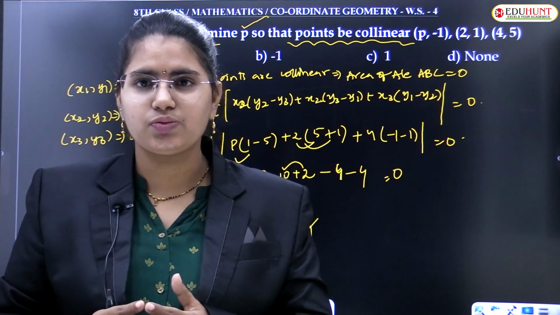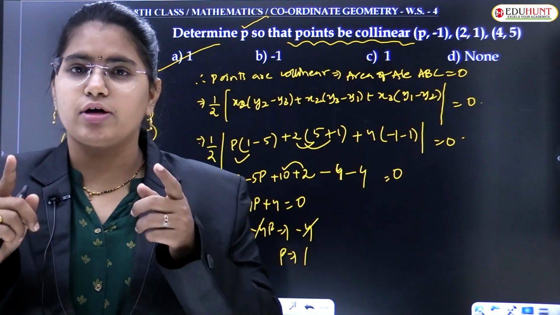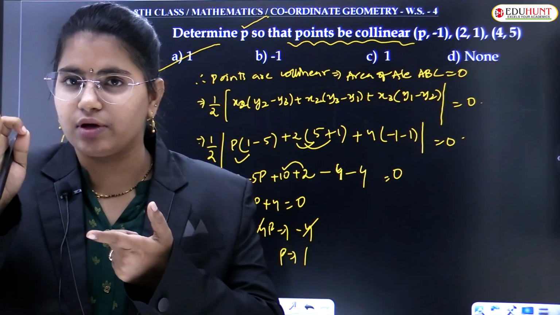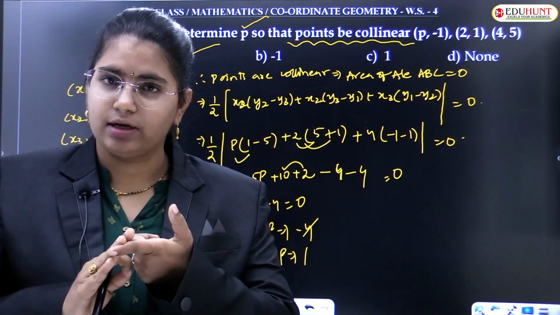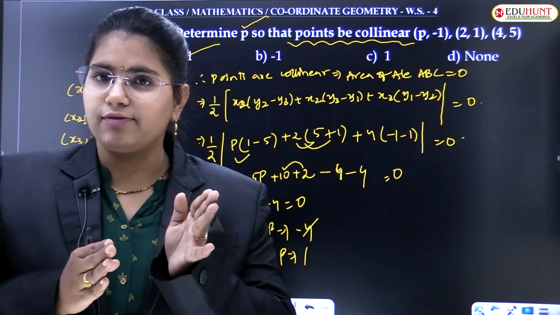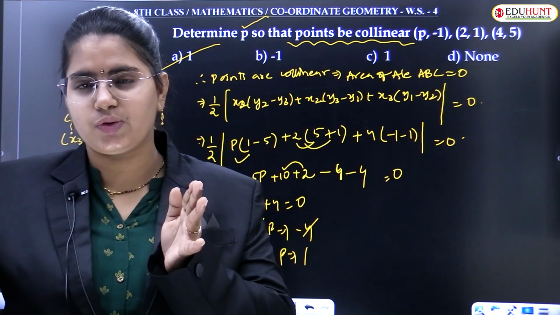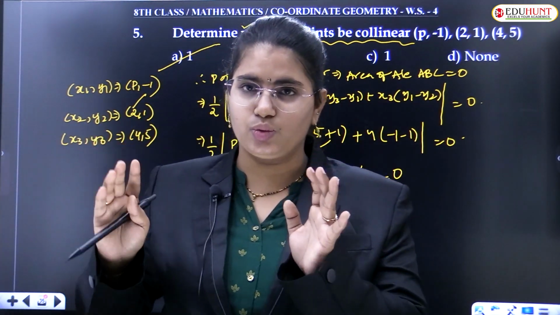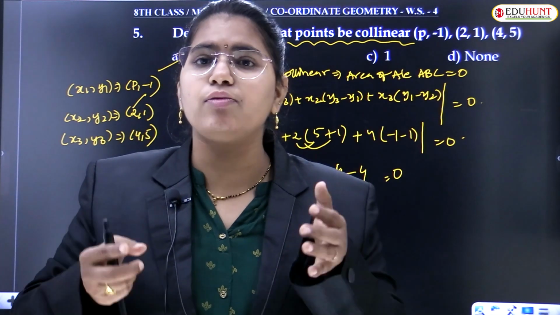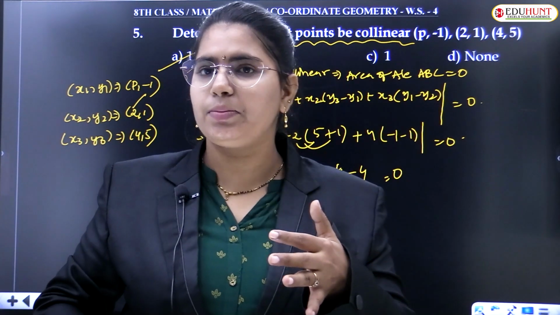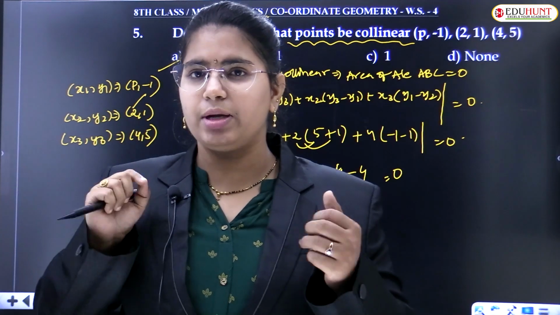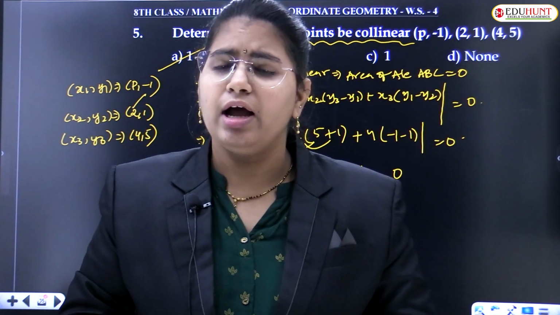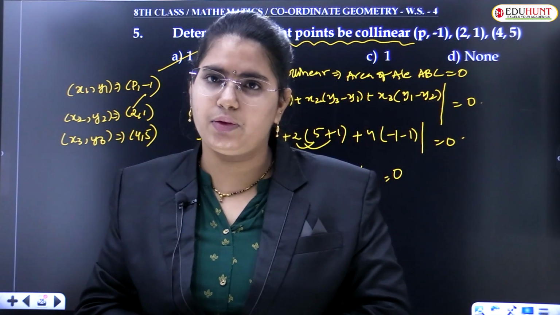So with this we'll wind up today's session, right? What are the things we have discussed? We have discussed finding the area of triangle if 3 vertices are given. What is the formula? Half modulus of x1 into y2 minus y3 plus x2 into y3 minus y1 plus x3 into y1 minus y2. This can also be rewritten as half into x1 minus x2, x1 minus x3, y1 minus y2, y1 minus y3. So this is what we have discussed about finding the area of triangle, and we have solved a number of questions on it.